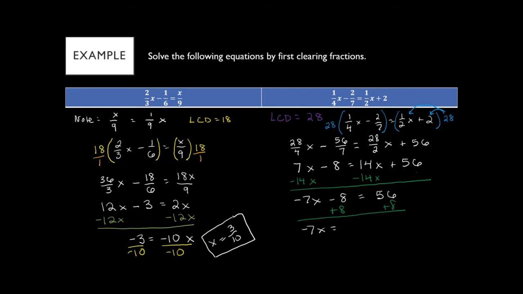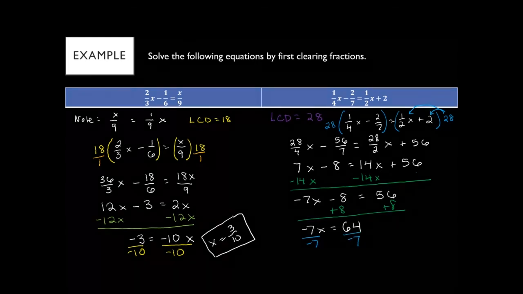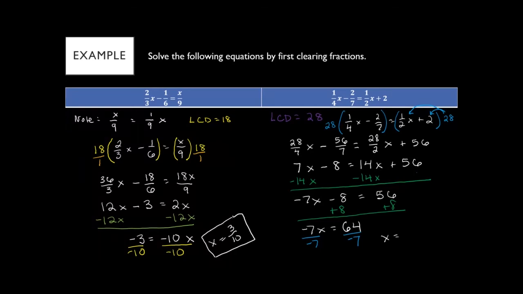So when I add the 8, that's 56 plus 8, which I believe is 64, but I'm just double checking. Yeah, that's going to be 64. And then we divide both sides by -7, because that's in front of the x. And that's going to leave me an x equals. Now 64 doesn't divide by 7. It gives you a decimal, so you're going to just leave it. And 64 over 7 doesn't reduce. So our answer is going to be a negative 64 over 7.